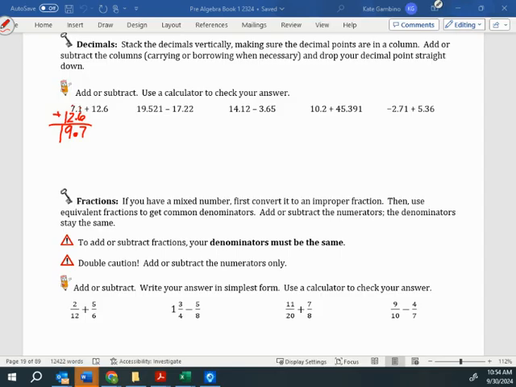Show your work, and then you can check it with the calculator. Can we check it with the calculator on the test? No. No, because if you're using a calculator, you're not showing me that you know what you're doing. So we're gonna show what we know.